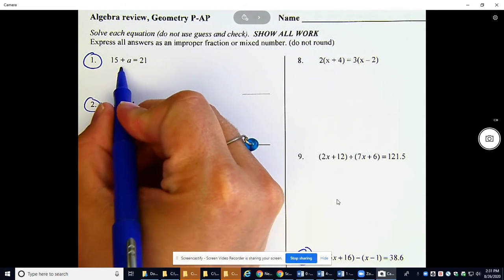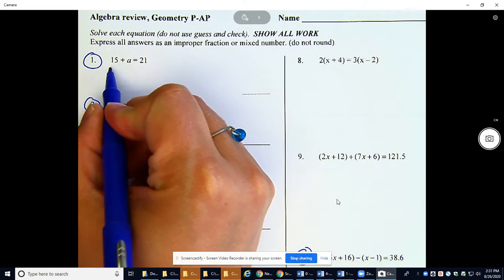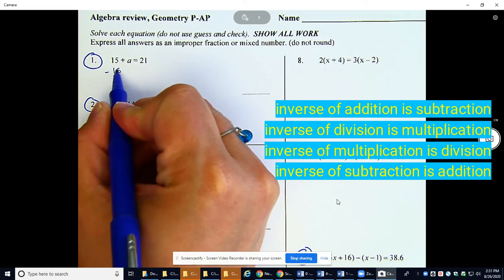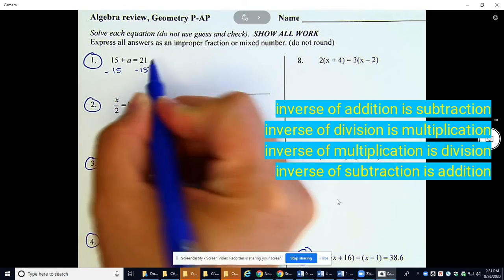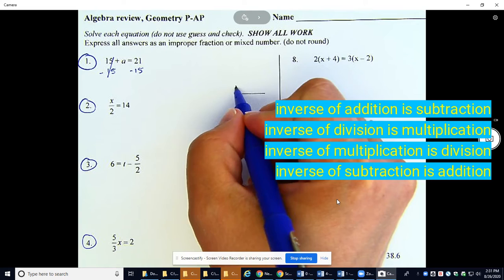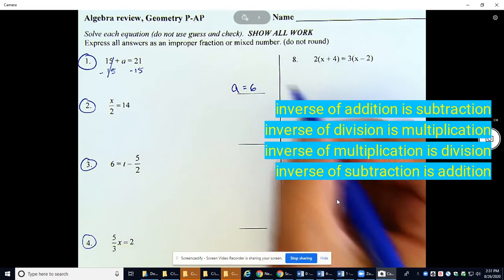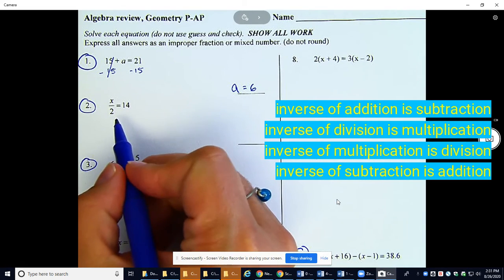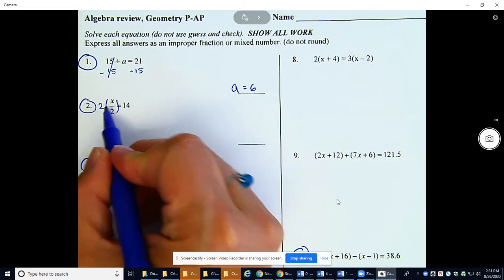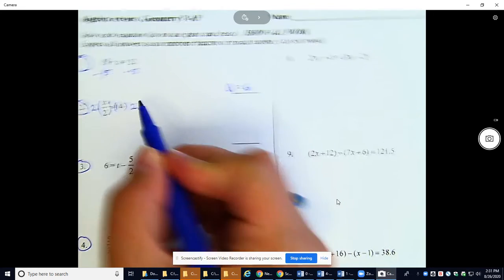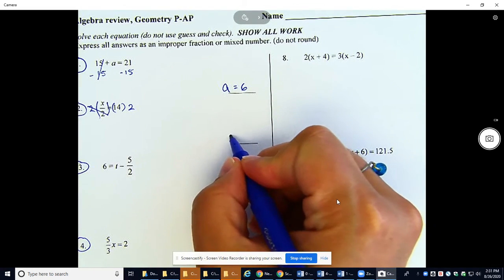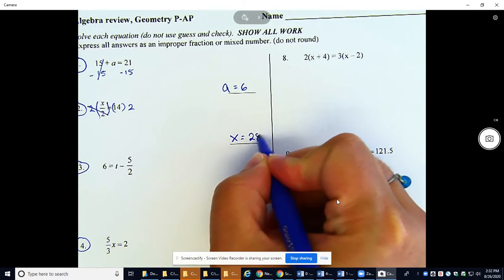So for example, here, the operation is addition. So to undo this or to isolate that variable, you would subtract on both sides of the equation. And that cancels over here, and you end up with a equals 6. For question number 2, the operation is division. So to undo division, you would multiply, of course, on both sides of the equation. So in this case, those two cancel, and you get x equals 28.